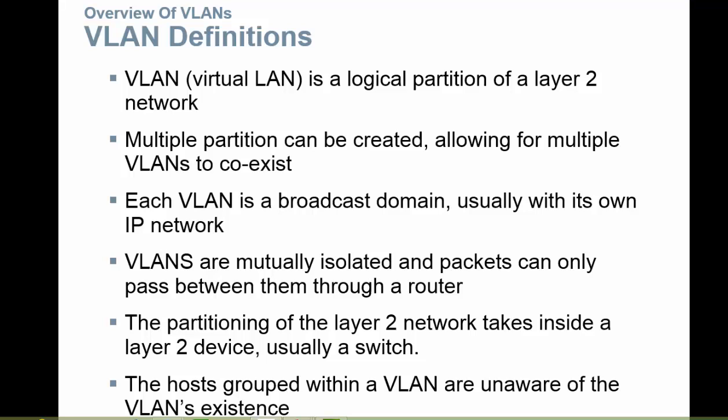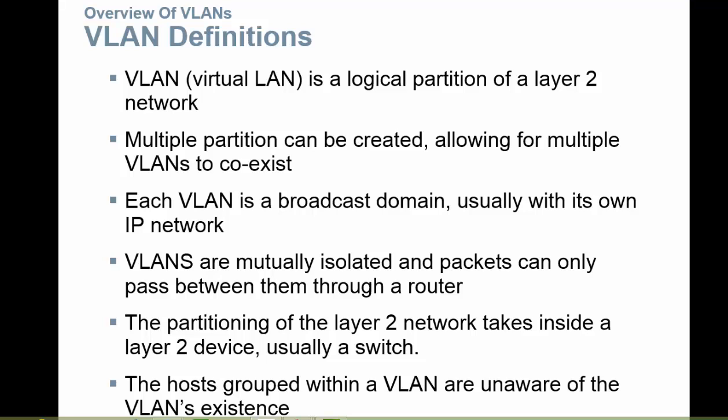Once we get into, and you can remember back to subnetting, this is where that comes into play to an extent. VLANs are mutually isolated and packets can only pass between them through a router. The partitioning of the layer 2 network takes place inside a layer 2 device, and it's usually the switch. Okay, so this is where it's going on. It's taking place inside this layer 2 device, so it's taking place inside of our switch.